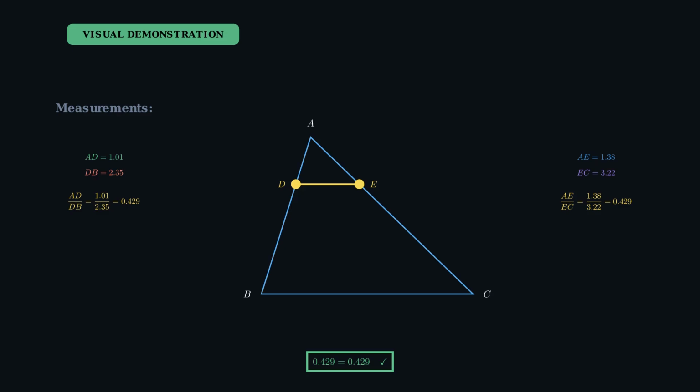Watch as we compare the two fractions side by side. This works no matter where you draw the parallel line, near the top, in the middle, or close to the base. The proof of Thales' theorem using triangle areas.